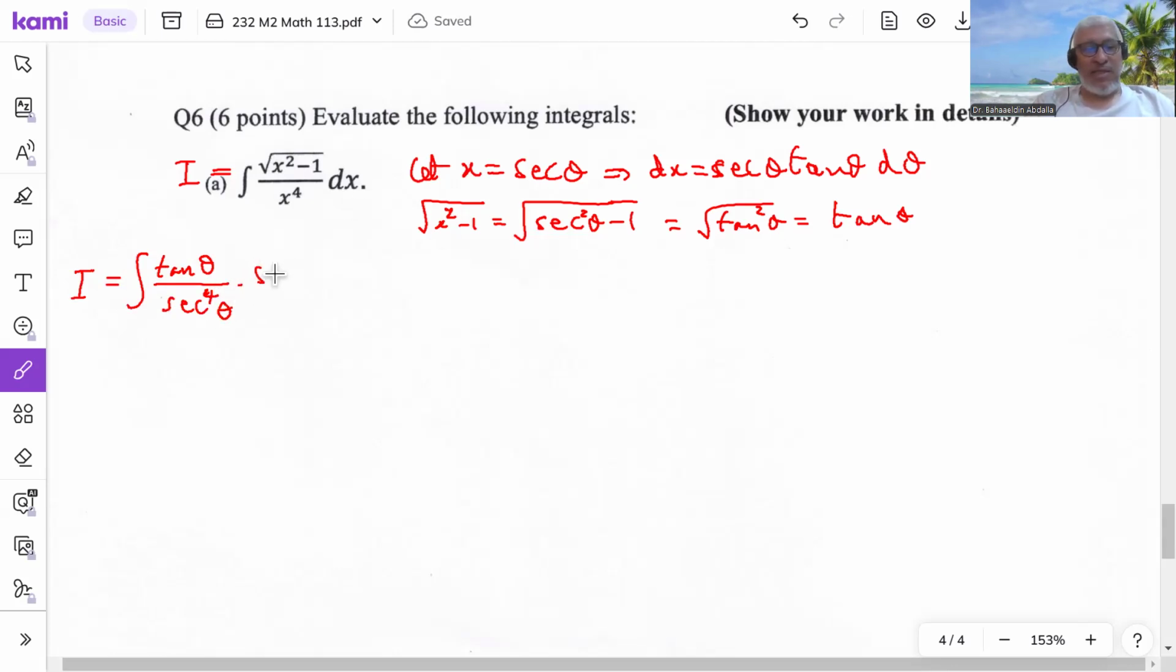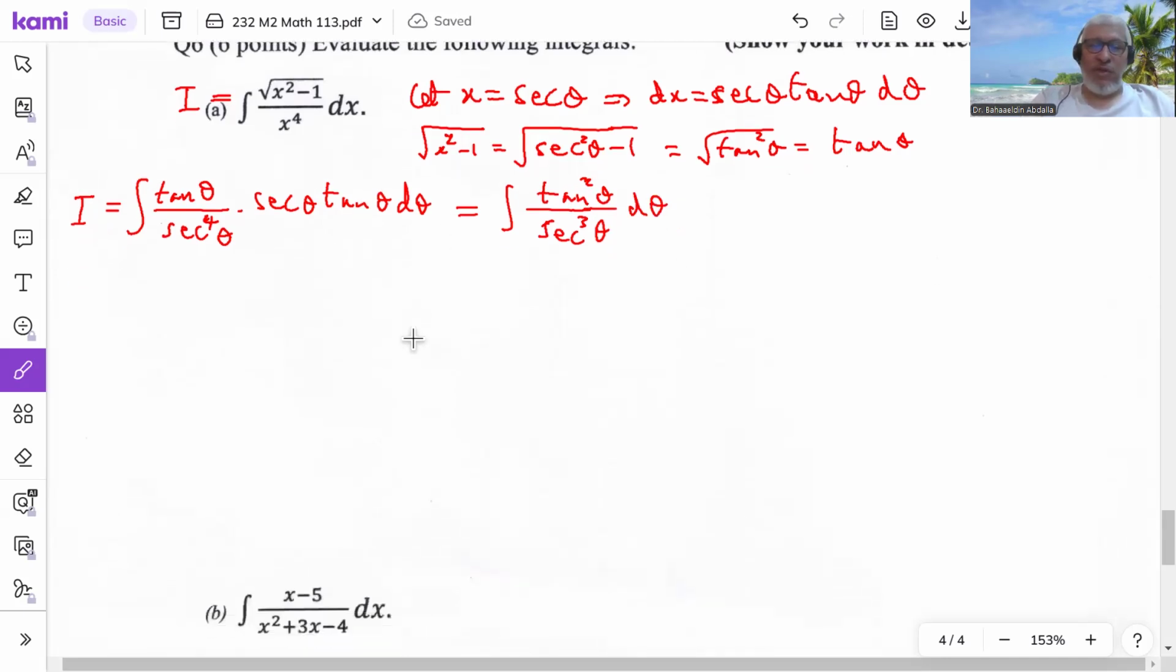And dx is secant theta tan theta d theta. So secant cancels with secant to the power 4 below. I'll have secant to the power 3, and tan times tan would be tan squared theta d theta. And now what to do with this integral? I have tan squared over secant cubed.